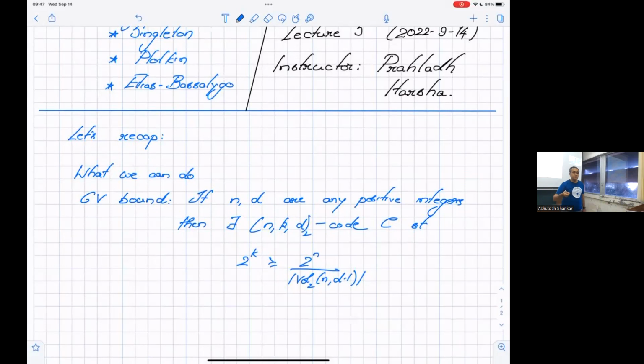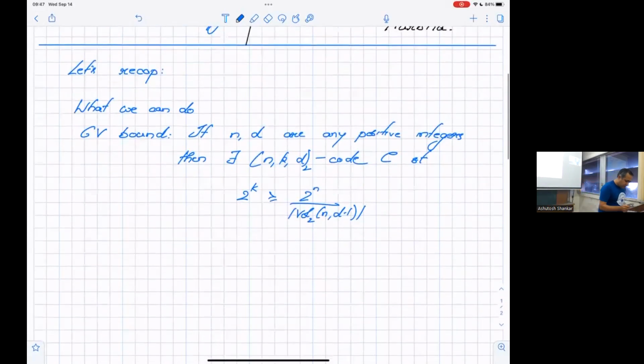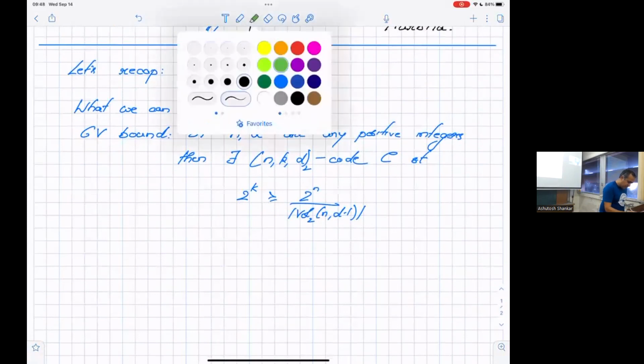And in the class, we gave a probabilistic construction for this. In the problem set, you will see a greedy construction for the linear code. And actually it will do a little better than this. This n will get replaced by n minus 1, and d minus 1 will get replaced by d minus 2. That's what we show in the problem set. So this is the statement which we had proven.